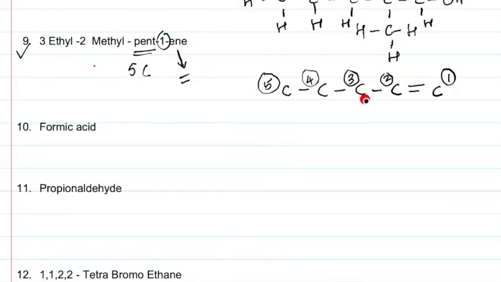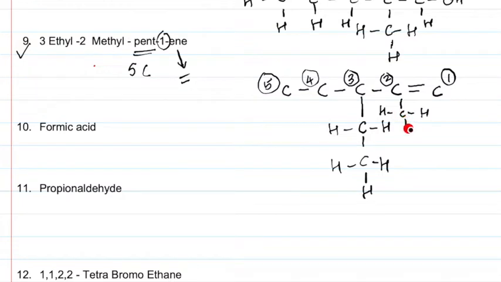Now 3 ethyl means from here we will have an ethyl group. So this is our ethyl group with 2 carbons here. So it will be CH3CH2 and 2 methyl. So this one also will have a methyl group. Now I'm drawing a little smaller font size so that you can understand this is the methyl group which is attached to the second carbon. And that is our answer for question 9.